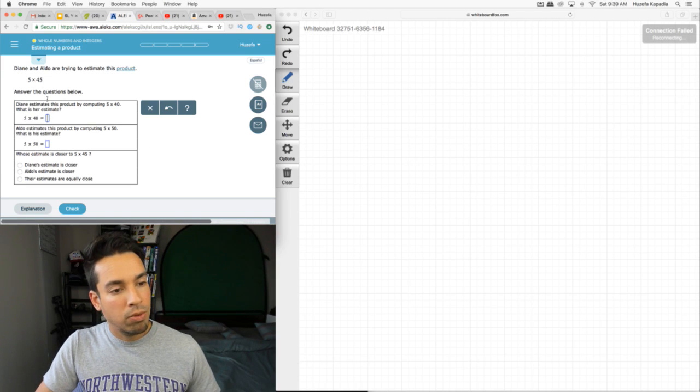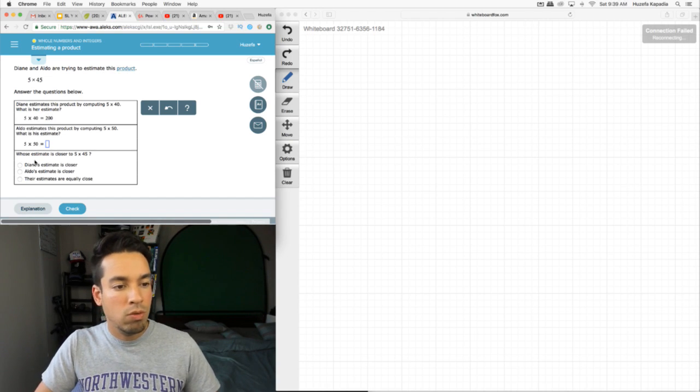We got 5 times 45, and we could either estimate up or down, and we're choosing a nice number with a 0 at the end to make life easy, because 5 times 40 is similar to 5 times 4. 5 times 4 is 20. 5 times 40, therefore, we add 1 0 and it's 200. 5 times 50 is like 5 times 5, which is 25, plus 1 0 is 250.